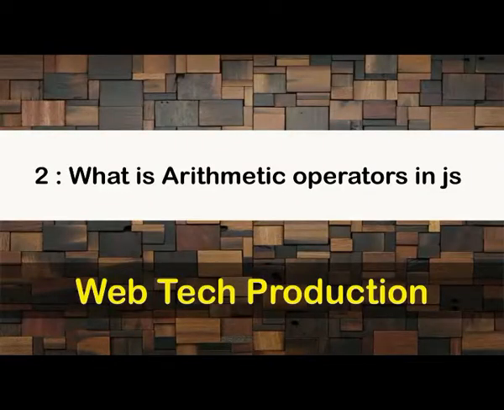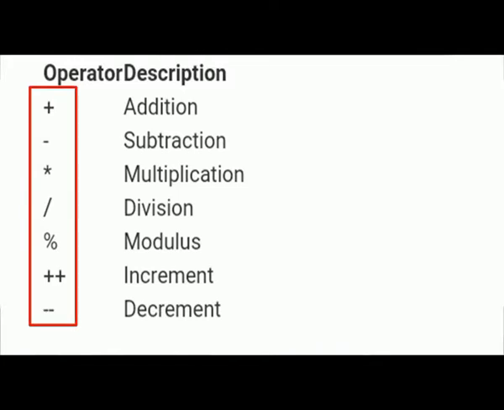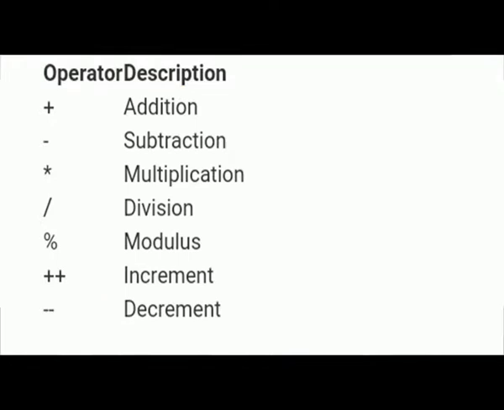Now let us see what an arithmetic operator is. In fact, these are arithmetic operators, and these are the names of these operators. An arithmetic operator is used for performing arithmetic operations between two or more numbers. Now let us see a small example of adding two numbers.